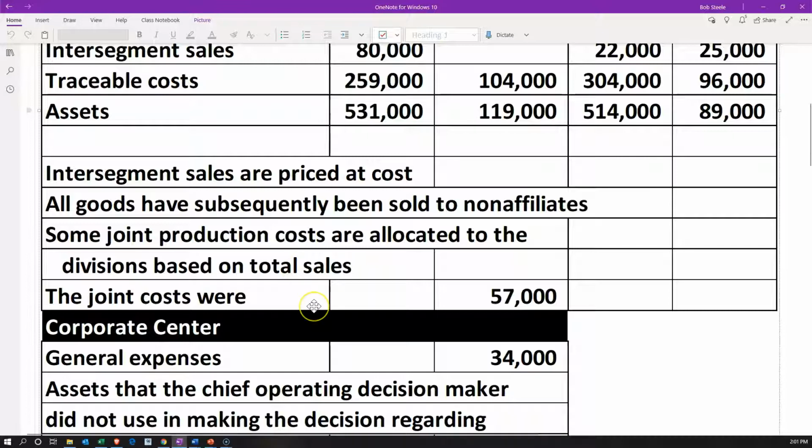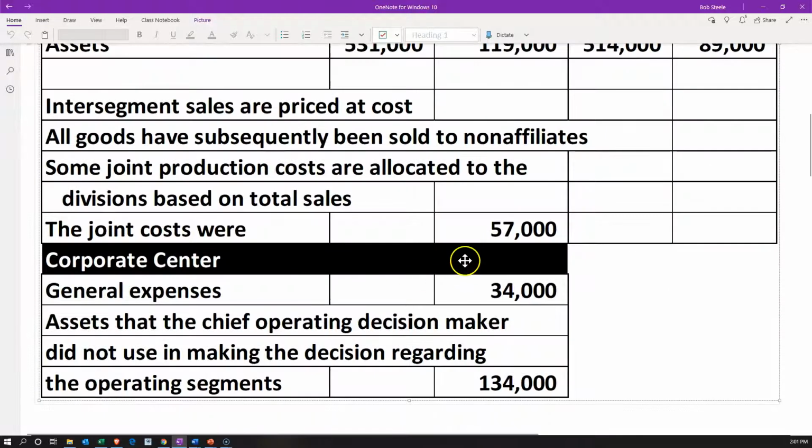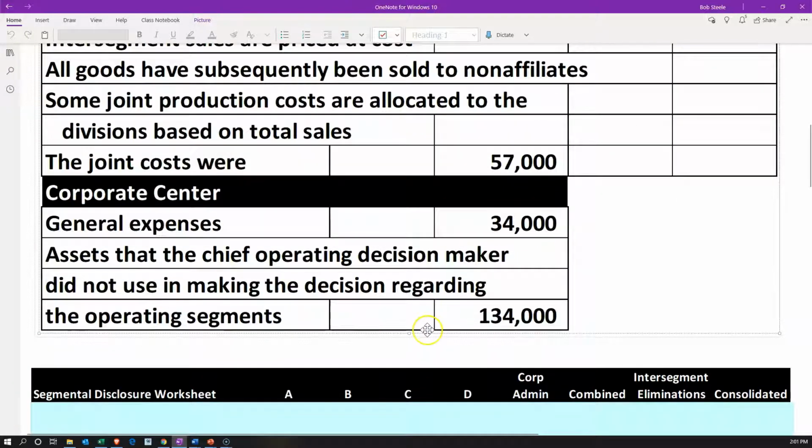Some joint production costs are allocated to divisions based on the total sales. The joint costs were 57,000. And then we have the corporate center. So when you're thinking about the corporate office, that's not a separate segment. We're not going to include that as a separate segment because there's no revenue and expense from the corporate center. It's a cost center, basically. So it's not going to be a segment.